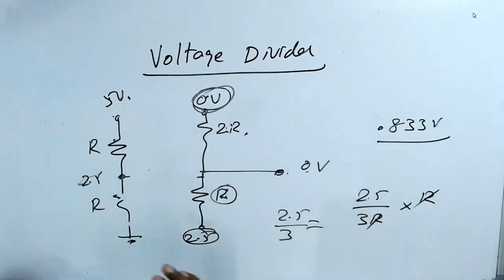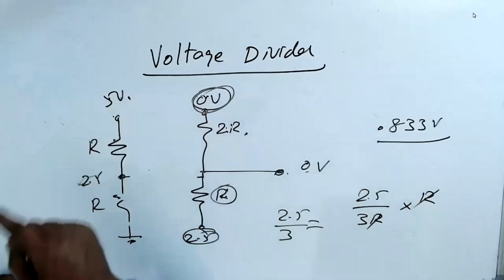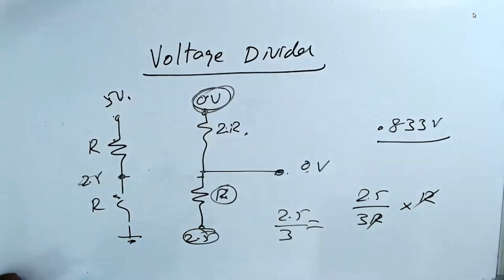Understand that? You get about 0.83 volts if I apply 0 and 1 here. Please, I'm requesting you always: never forget the voltage divider. Yeah, 2.53R, that's correct.